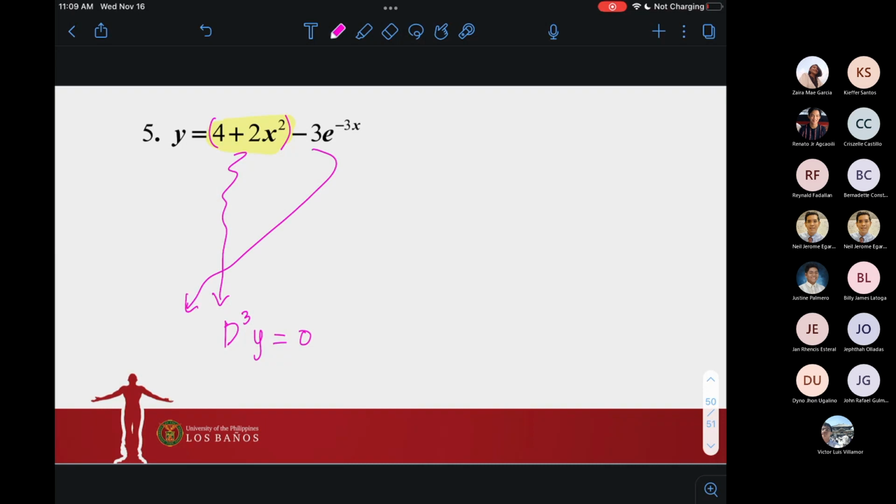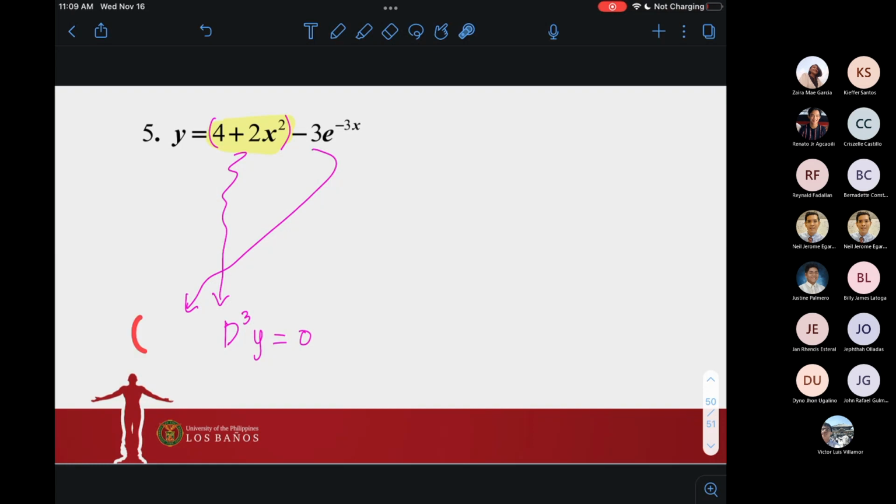Yung operator naman na magbibigay sa atin ng solution na 3e to the negative 3x. Ito, dapat mas madali to. Yung negative 3, we can chalk it up to the arbitrary constant. So nagkaroon lang tayo ng solution na e to the mx. Tapos nag-iisa lang siya kasi walang mga nakahalong linear operator, linear polynomial, walang polynomial of some degree, wala ring sines and cosines na involved. So ano yung differential operator na makukuha natin sa e to the negative 3x?